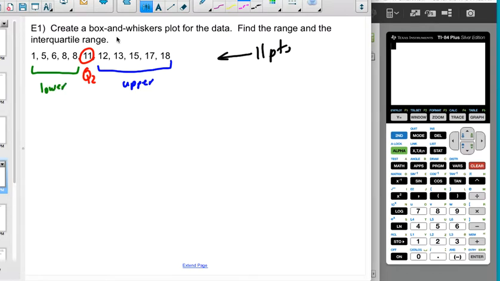So I'm going to find the median of the upper and lower parts. Well, the lower part only has 5 data points. So if there's only 5, the median is the middle. That's my Q1. If there's only 5 points in the upper half, then my median is the middle value. So that's my Q3. And the max and the min are pretty self-explanatory. They are the values at the top and bottom.